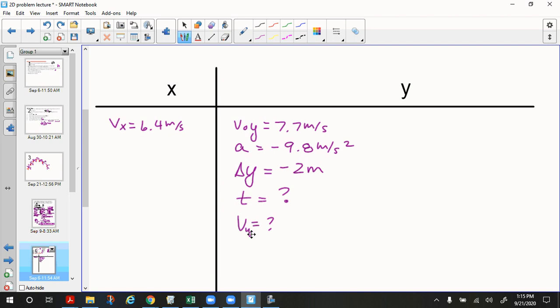Okay, so we're finding final velocity. We have initial velocity, acceleration, and displacement. So we're going to use v final squared equals v initial squared plus 2a delta y.